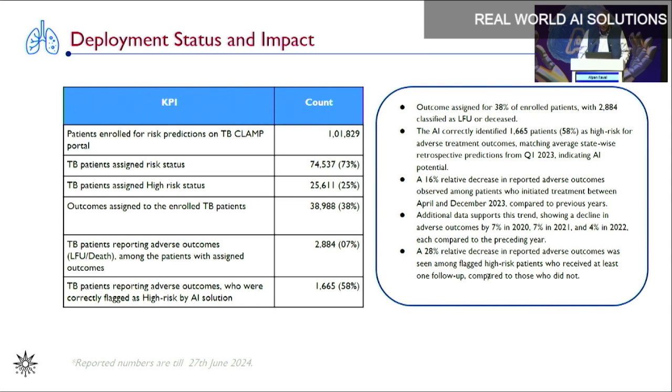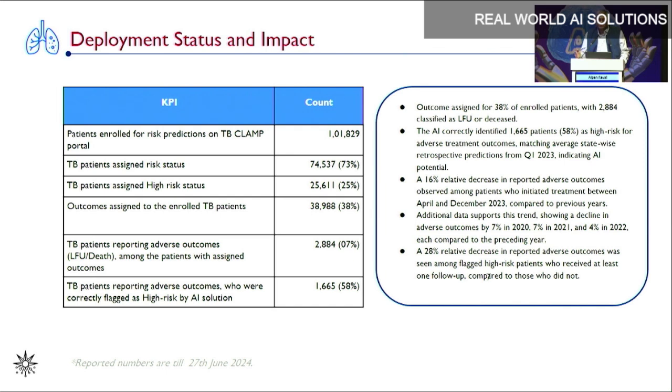So this is the impact that we've achieved so far in our deployments in 10 states. About 1 lakh patients have been enrolled in the app, in the portal corresponding to the app. And because of data completeness issues, 74,000, or 73%, of them have been assigned a risk status, of which 25,000 were assigned as high risk by the AI. And about 39,000 were tracked till the final outcome. It was found that roughly 2,900 of them actually had adverse outcomes, and the AI identified 60% of those in advance. So the AI flagged about 1,600 of these patients in advance and saved 1,600 lives by flagging in advance.